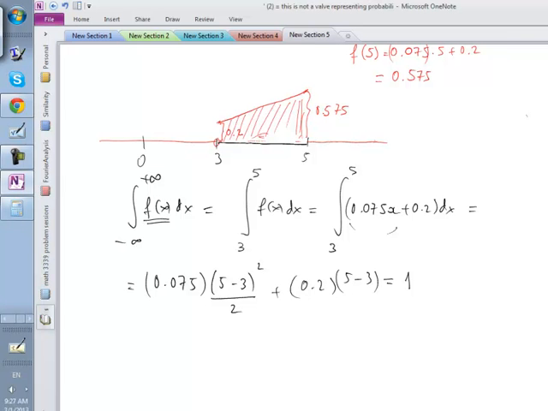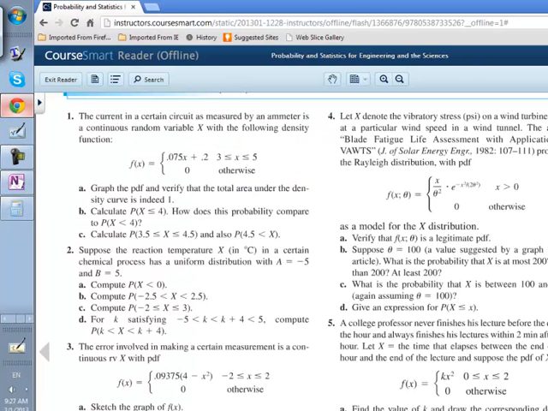Now let's work on question number 2 of the problem. Calculate the probability of X less than or equal to 4. How does this probability compare with the probability of X strictly less than 4? They are exactly the same, and we mentioned that because the probability that X is equal to 4 is equal to 0.